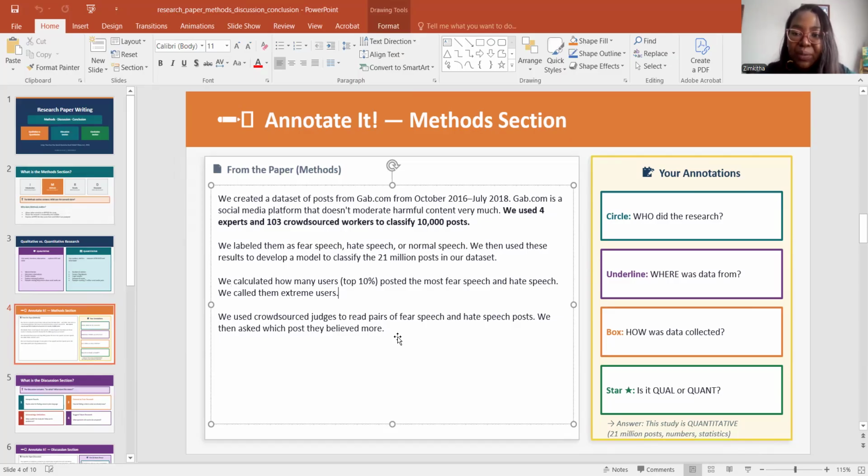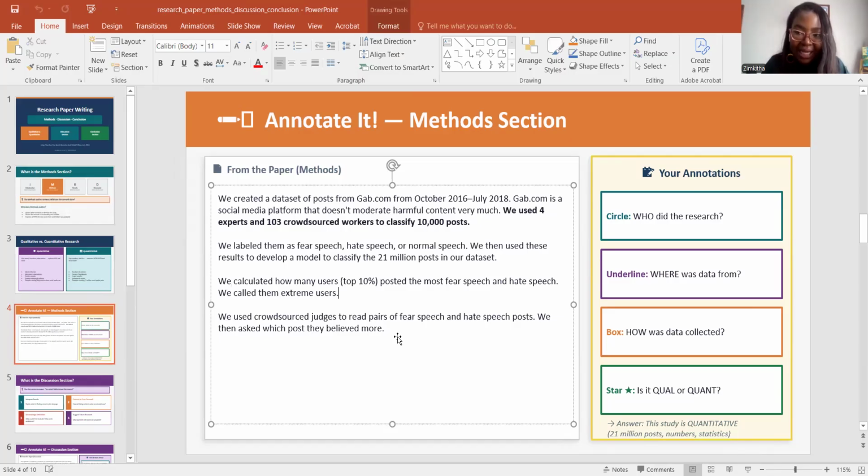So let's look at this. Who did the research? The research was done by GABS, and it was done by experts of 103 crowdsourced workers, okay? Where was the data from? Okay, it looked at 21 million posts across many platforms, okay? How was the data collected? All right, they labeled them for fear speech. They crowdsourced them from 10,000 posts, okay? Is it qualitative or quantitative? Definitely quantitative.